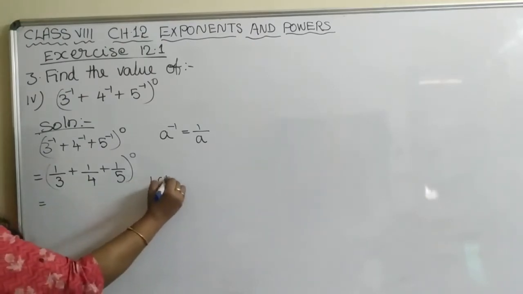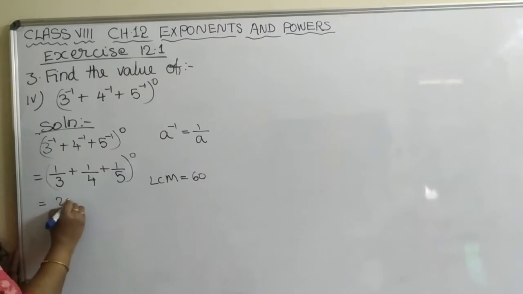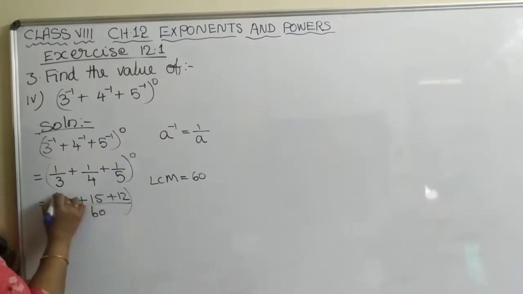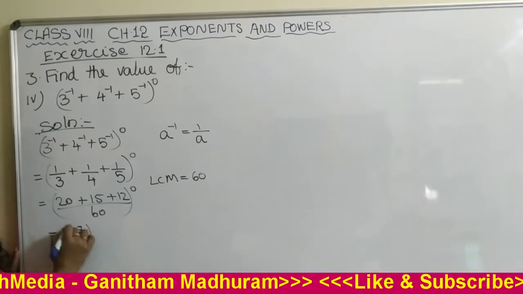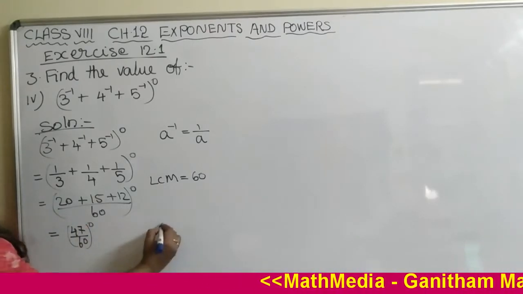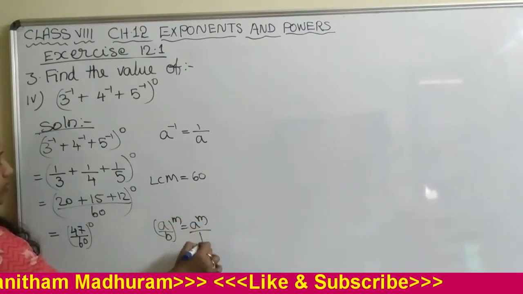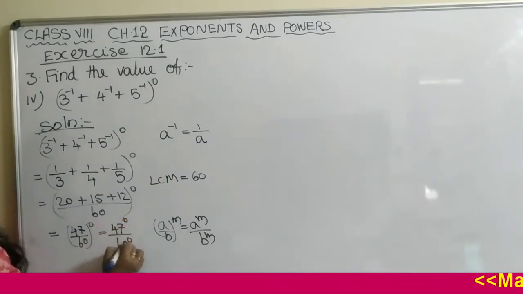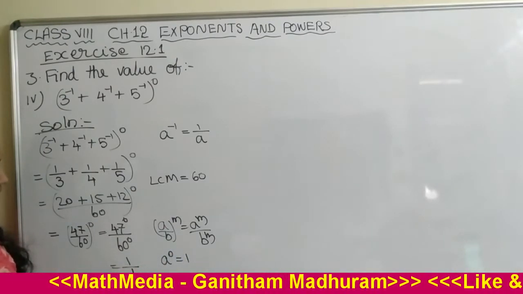Here the LCM is 60. So here we can multiply it by (20 plus 15 plus 12) whole divided by 60 raised to 0, which gives (47 upon 60) whole raised to 0. This is of the form (a by b) raised to m equal to a raised to m upon b raised to m. So 47 raised to 0 upon 60 raised to 0. And you know that a raised to 0 equal to 1. That is 1 upon 1.